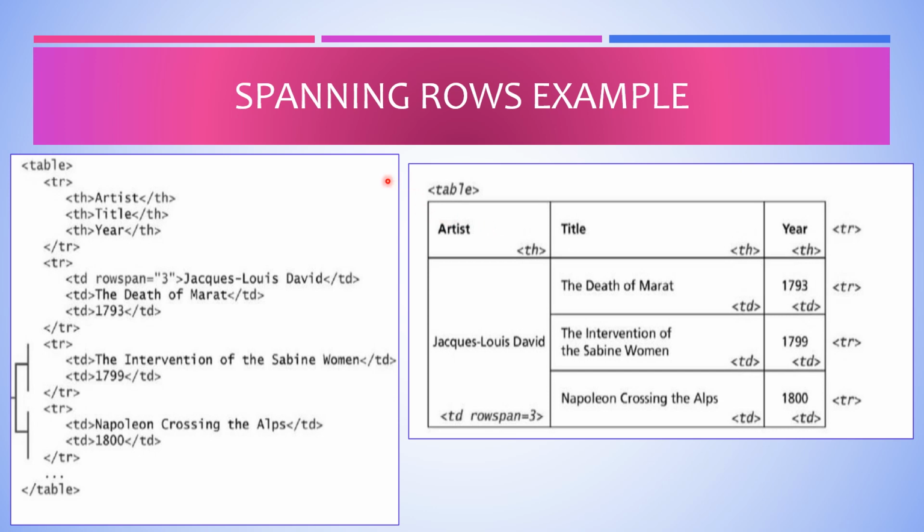Next, this is the example of spanning rows. It is similar. Spanning rows and spanning columns are both similar, but we use rowspan instead of colspan for spanning the rows. And the rowspan value is given as 3, so it merges the 3 rows.